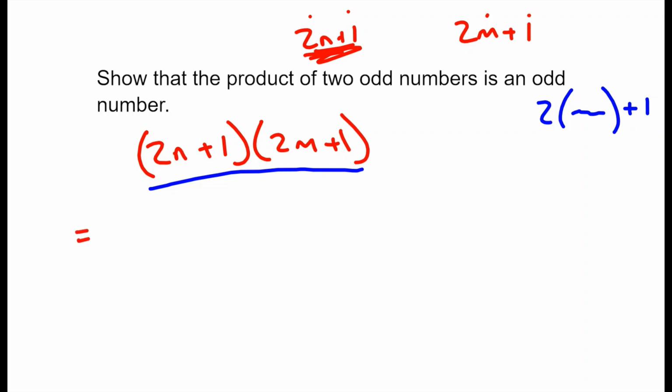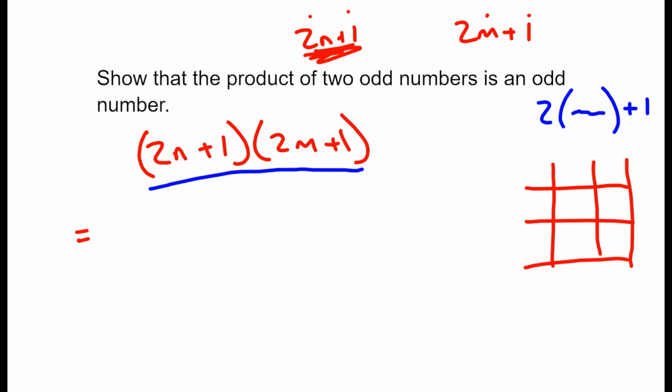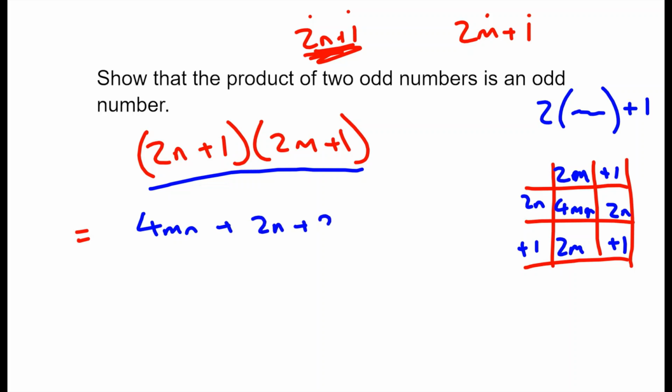So we're going to expand these double brackets. I'm going to use the grid method for this. You can use whatever method you like. We've got 2m plus 1 and 2n plus 1. So we're going to have 4mn, 2n, 2m, and plus 1. So we're going to write that out. So we're going to have 4mn plus 2n plus 2m plus 1.